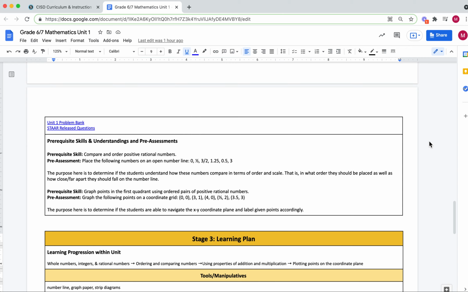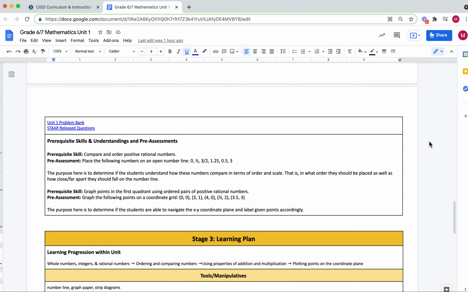It's important that they're able to compare and order positive rational numbers before we start classifying them and comparing and ordering all rational numbers. So you might say, I want you to place these numbers on a number line, and I'm going to watch where you put them, and you're going to consider the order and the scale of how they're placed on the number line.